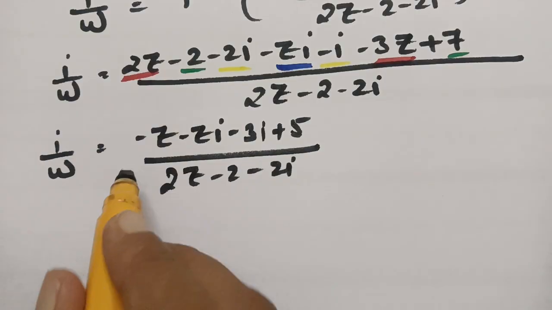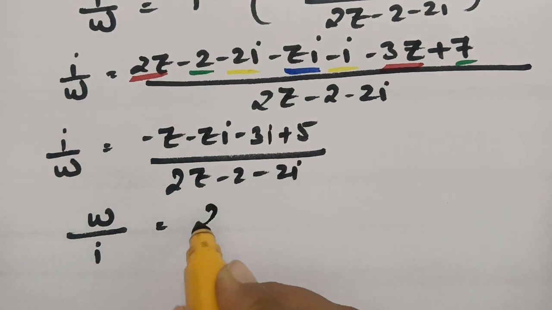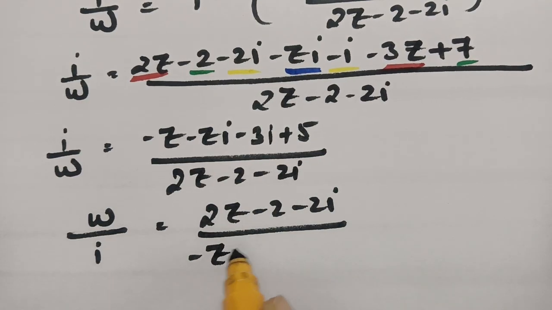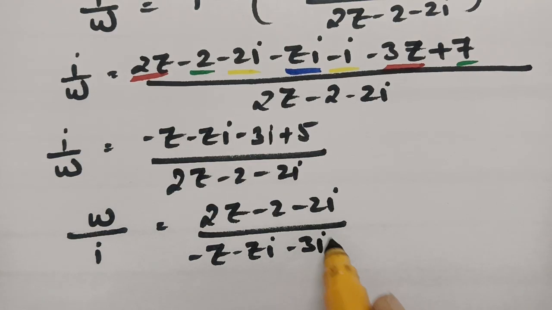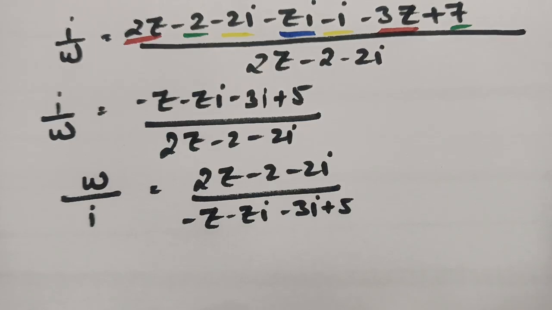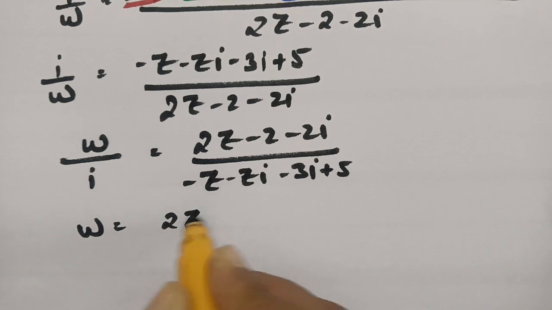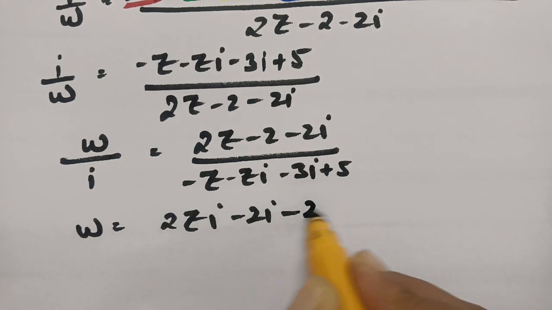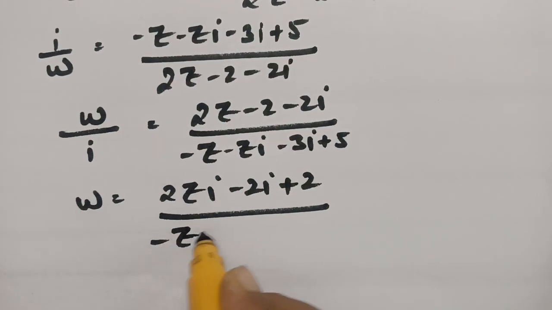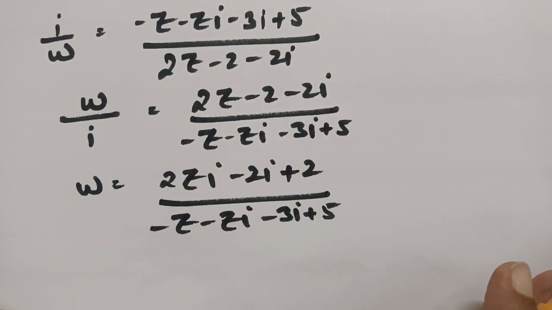So again, if I make a reciprocal here, this is w by i is equal to 2z minus 2 minus i divided by minus z minus zi minus 3i plus 5. Now if I send this i to the other side, we'll be getting the value of w. This will be 2zi minus 2i minus 2 i square, i square is minus 1, this value is plus 2, divided by minus z minus zi minus 3i plus 5.